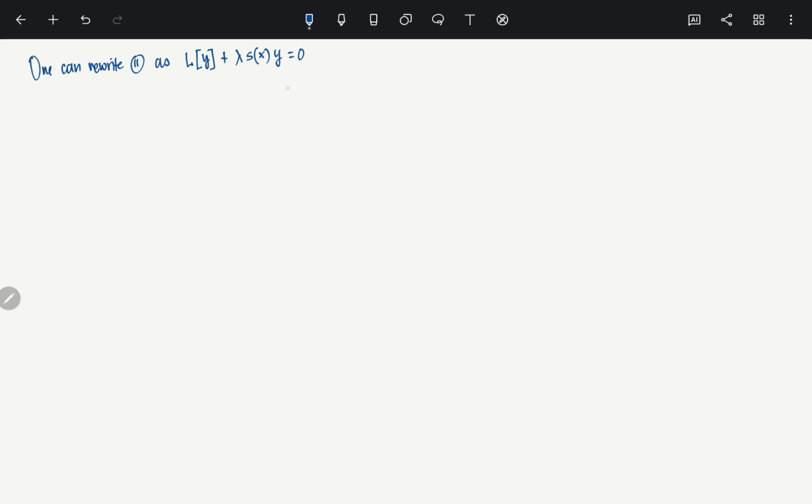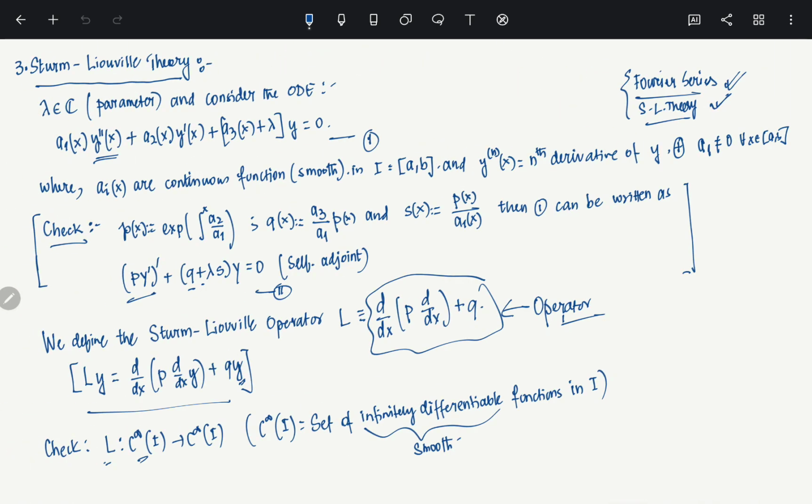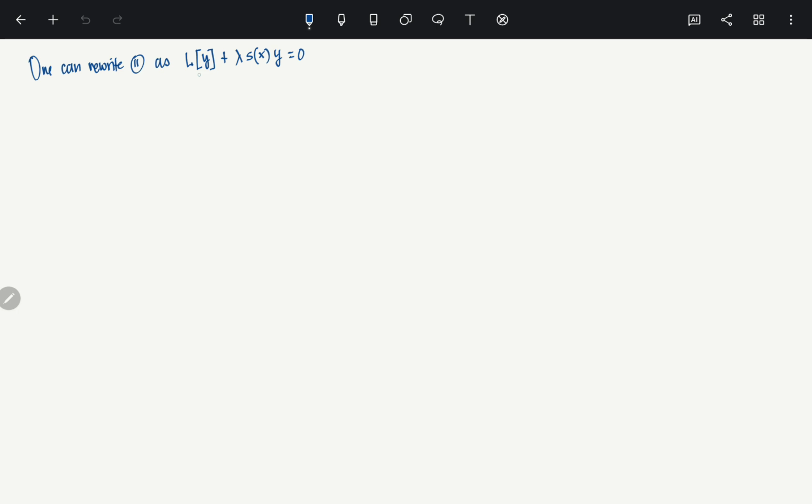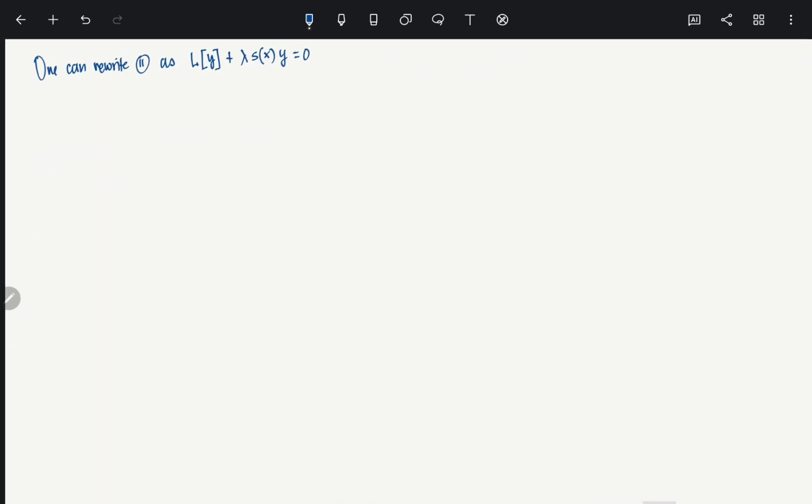Now again, what is lambda here? Lambda is a parameter, of course, which is independent of x, as I told you. You see, it's some parameter, and of course it does not depend on x. And what is L? L is this operator: L is (P y prime) prime plus Q y. Here P and Q are smooth functions. Smooth functions means they are C infinity functions. We are just assuming this.